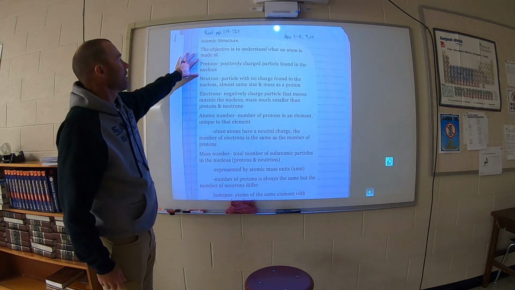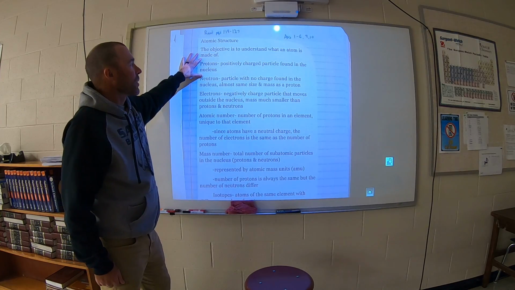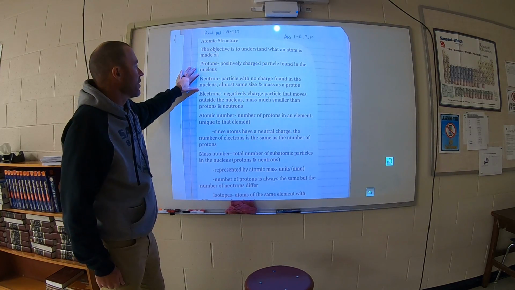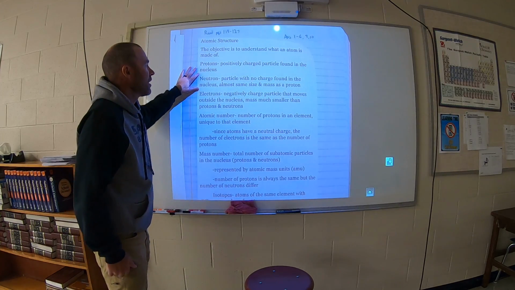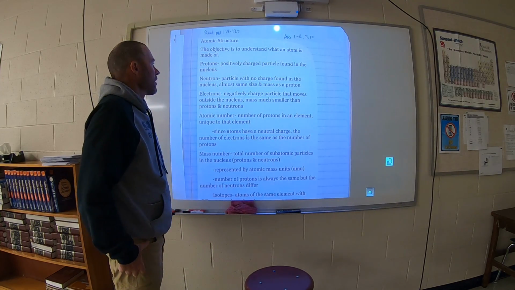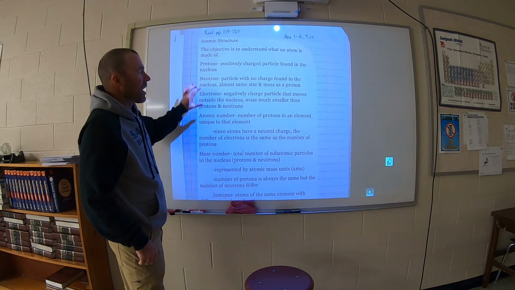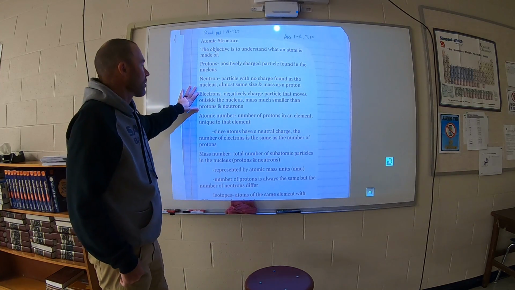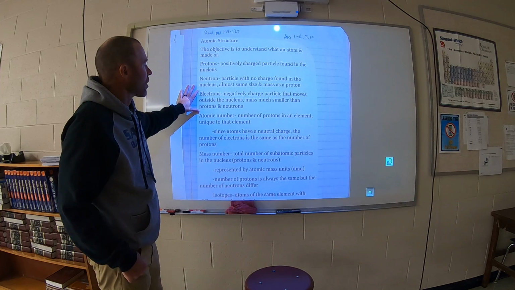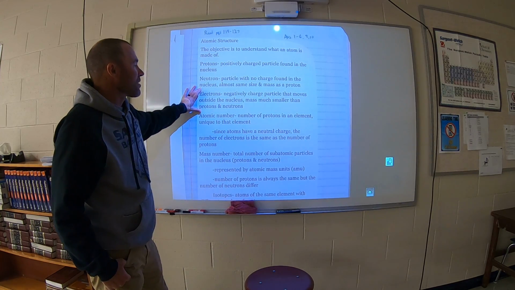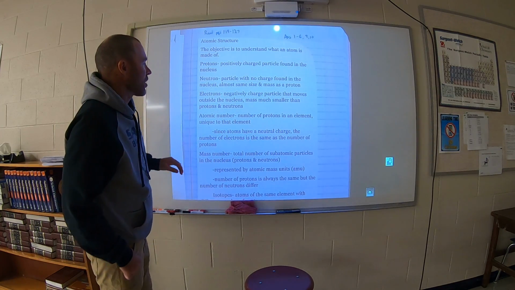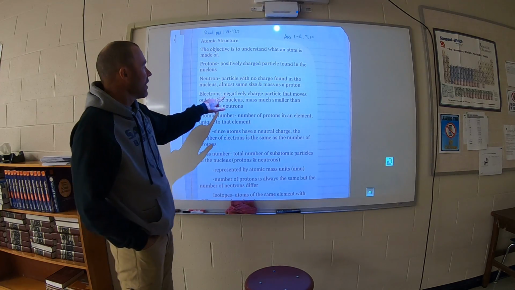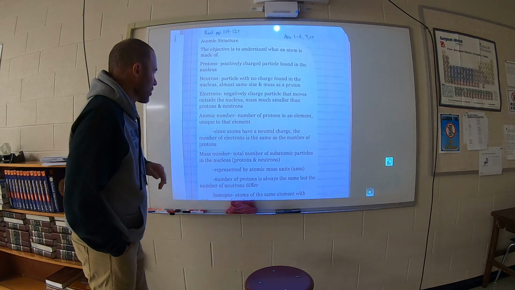So first of all, protons. Protons are positively charged particles that are found in the nucleus of an atom. Another particle found in the nucleus is a neutron. A neutron is a particle with no charge, and it's found in the nucleus. It's almost the same size and same mass as a proton. Electrons are negatively charged particles that move outside the nucleus, and we'll deal more with electrons in the next section. The mass of an electron is much smaller than protons and neutrons, and of course, an electron has a negative charge.